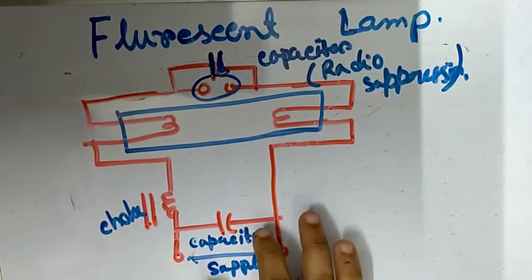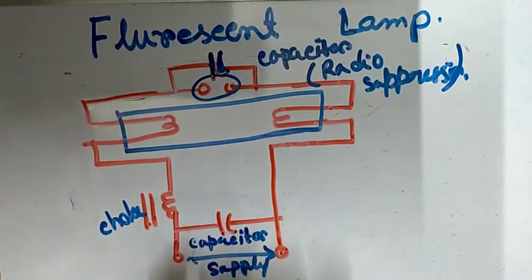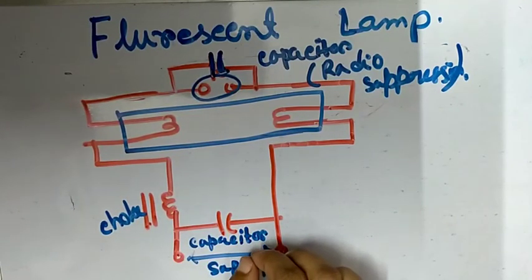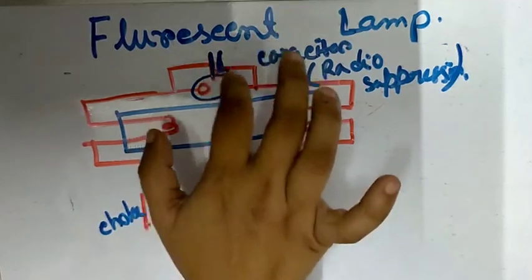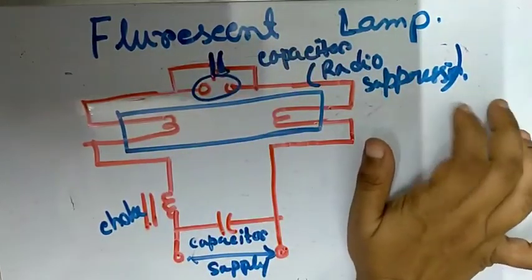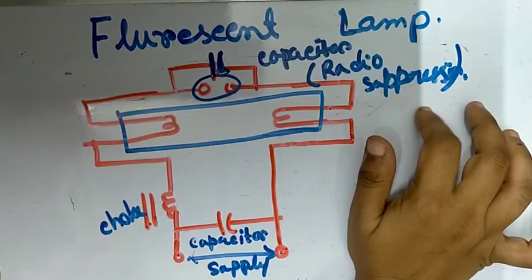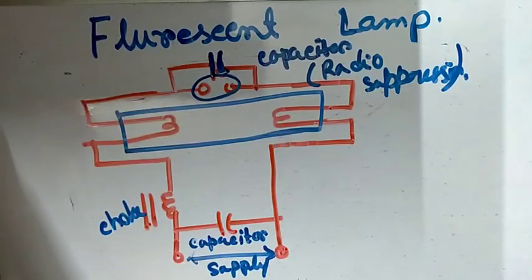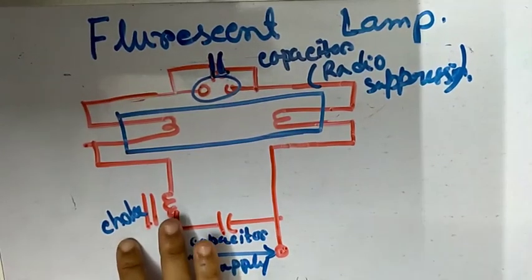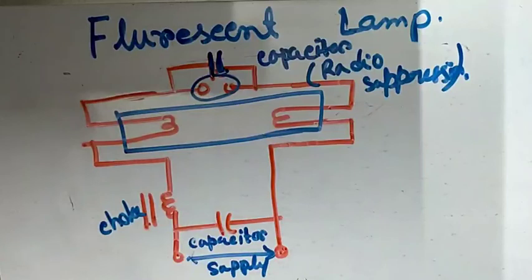The lagging power factor is due to the choke only, and sometimes a small capacitor of 0.05 microfarad is connected across the tube to suppress the radio interference, as the tube draws non-sinusoidal current from the supply on account of characteristics of discharge. When the supply is switched on, the starter provides a path through the electrodes and the choke to provide preheating. The starter switch then opens automatically, thereby the current is interrupted.